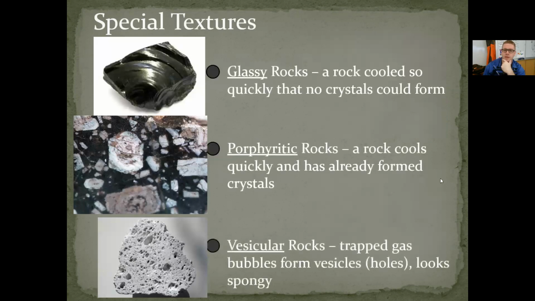Then we have some special situations that can occur. We have glassy rocks, where it cooled so quickly that no crystals or an extremely small amount of crystals were able to form. We see that very often with our obsidian. Or you have porphyritic rocks, where a rock already had crystals form. Maybe there was some partial melting that happened, and then it cooled very quickly to get that type of rock. Or you have vesicular rocks, where you have gas bubbles that were trapped in that magma, and when that rock hardened because it cooled, it left this spongy-like pattern in the rock. So glassy, porphyritic, vesicular, all three of these are special textures that are common with igneous rocks.